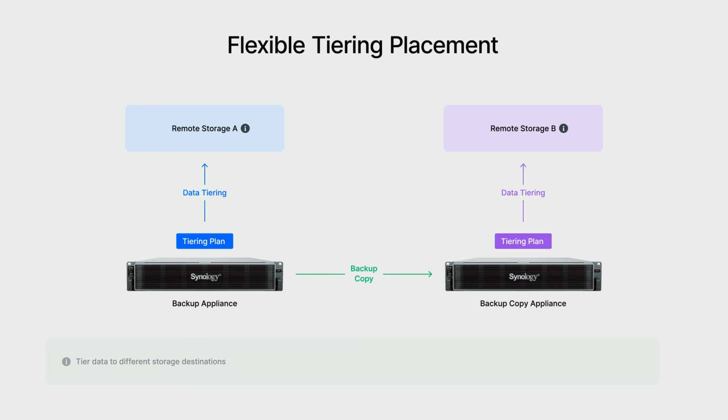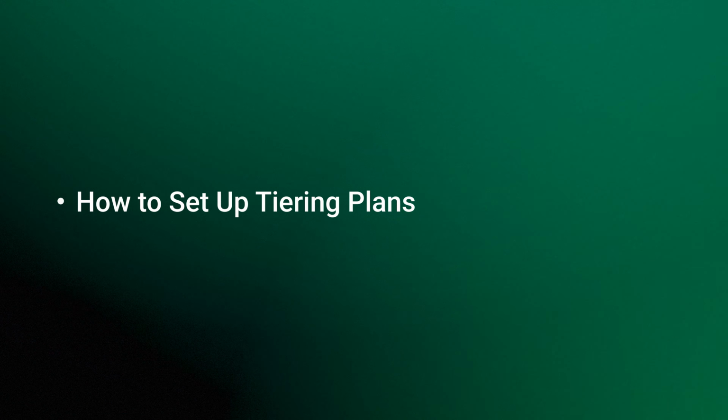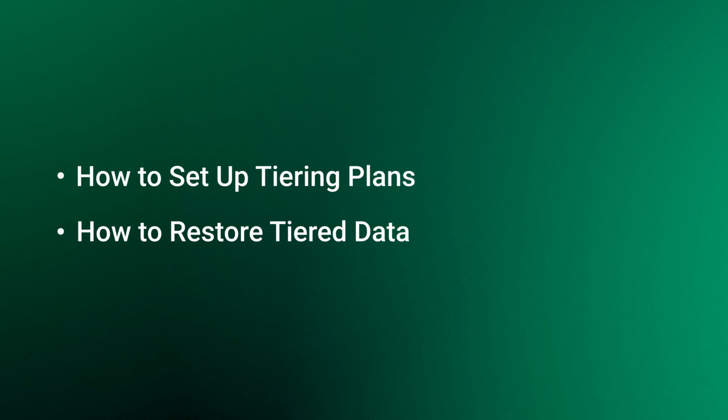However, make sure they do not use the same remote storage destination. Keeping both copies in one location doesn't follow the 3-2-1 backup rule and can increase the risk of data loss. Next, let's take a look at how to set up tiering plans and restore tiered data.